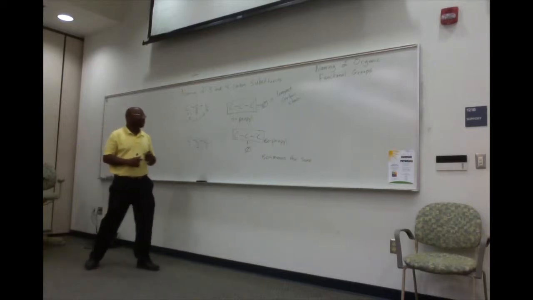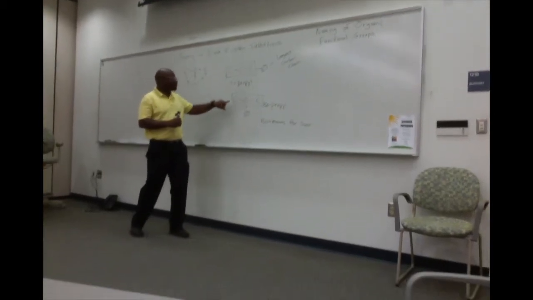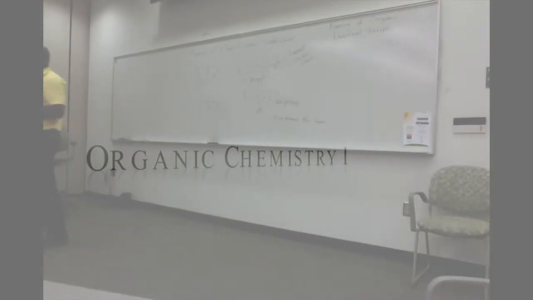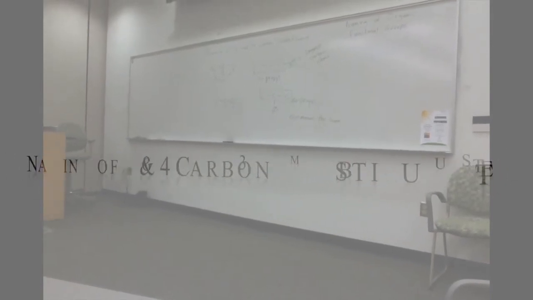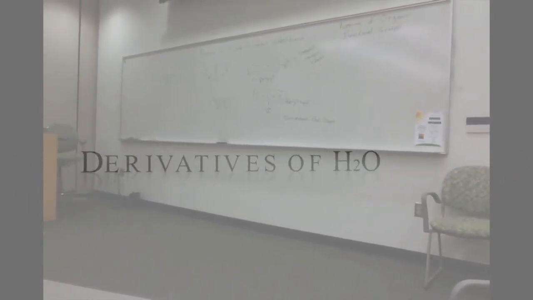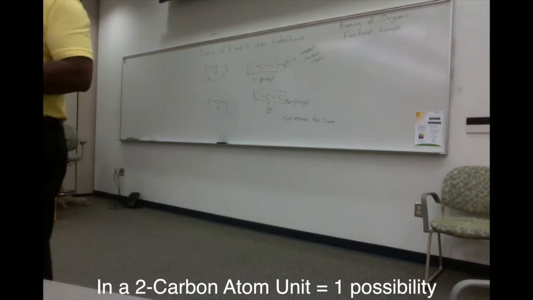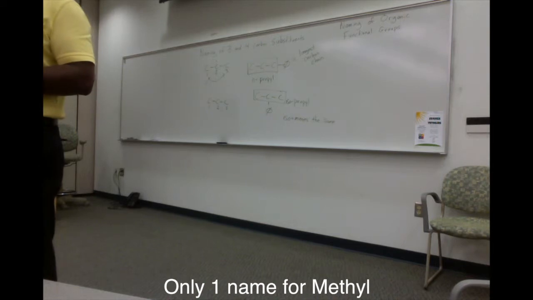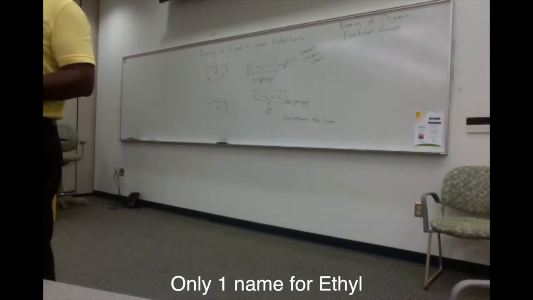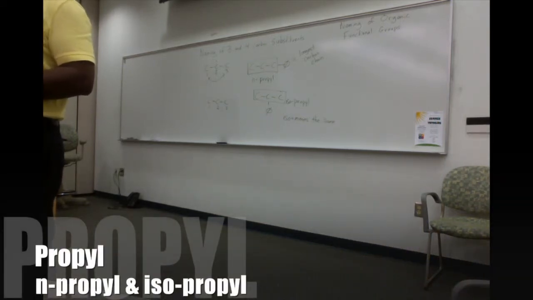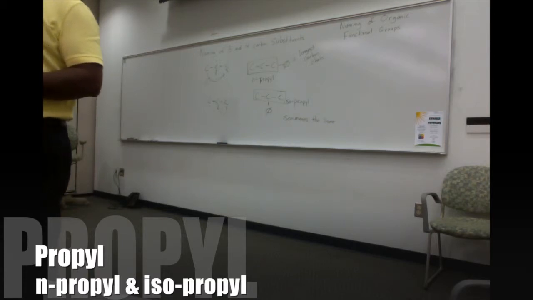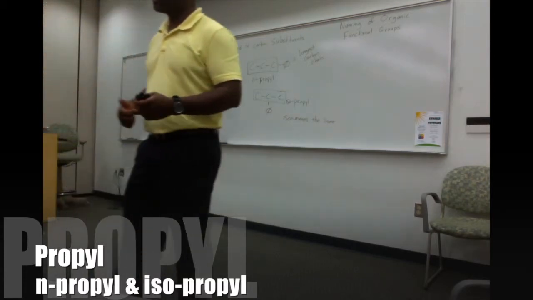And that fixes the molecule with carbon atoms being the same. We said carbon one and carbon three will be the same because we folded it. So in the three carbon atom unit, we have two possibilities. In a one carbon atom unit, there's only one possibility. In a two carbon atom unit, there's only one possibility. That's the reason why there's only one name for methyl and only one name for ethyl. But when you get to propyl, because there's two possibilities, you have two different names, n-propyl and isopropyl.